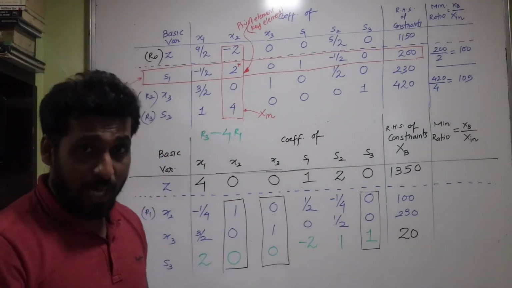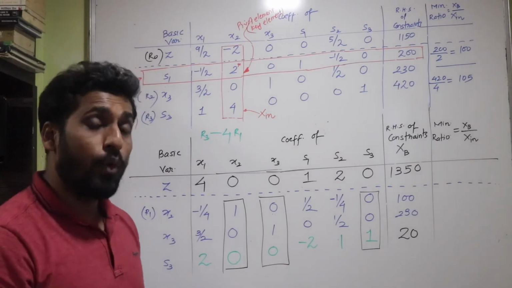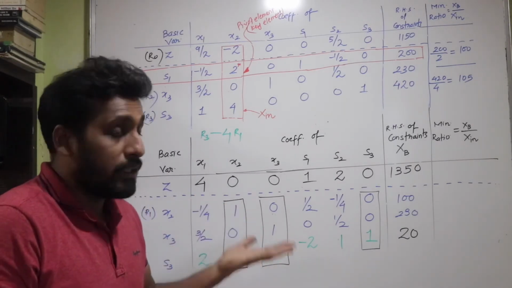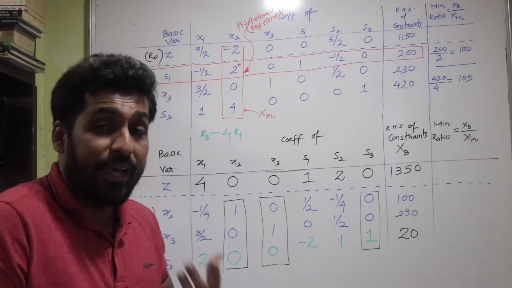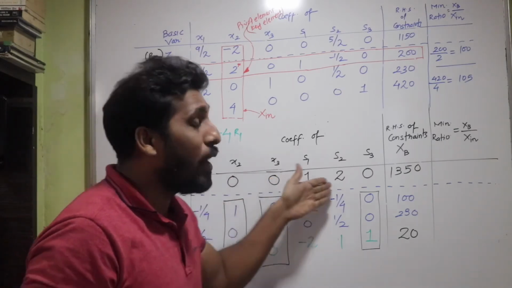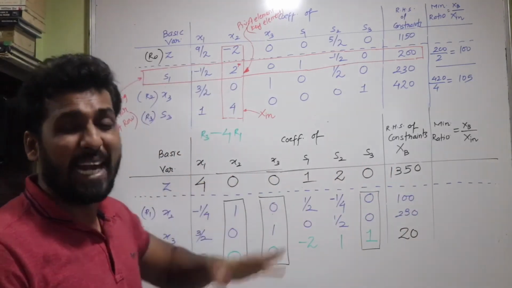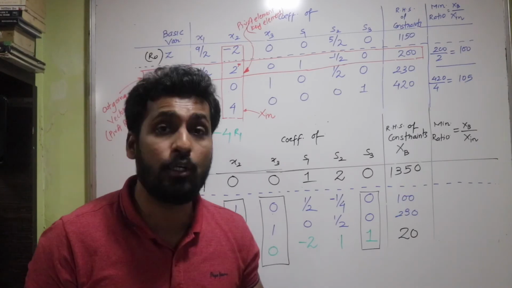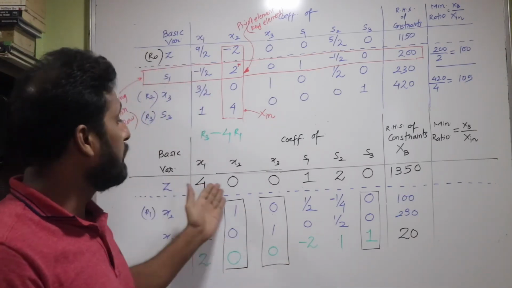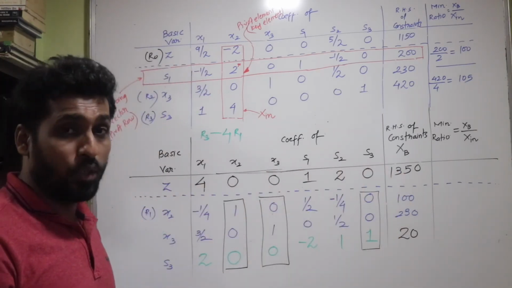Now can this be the maximum value? For that I have to check whether I need to proceed further. Isn't it, I have to make a simplex table or not? And how can I go further? If there is at least one negative value present in the row of Z, then I have to make one more simplex table.